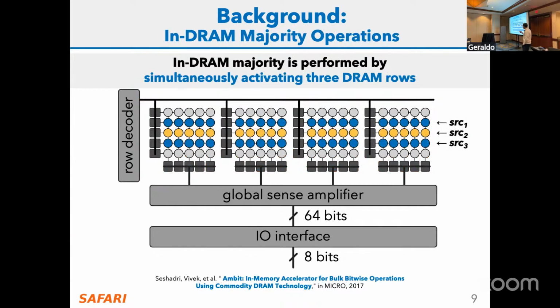Likewise, we can do majority-of-3 operations, but now we simultaneously activate 3 DRAM rows at the same time. When you do that, the 3 DRAM cells simultaneously perturb the local bit line.